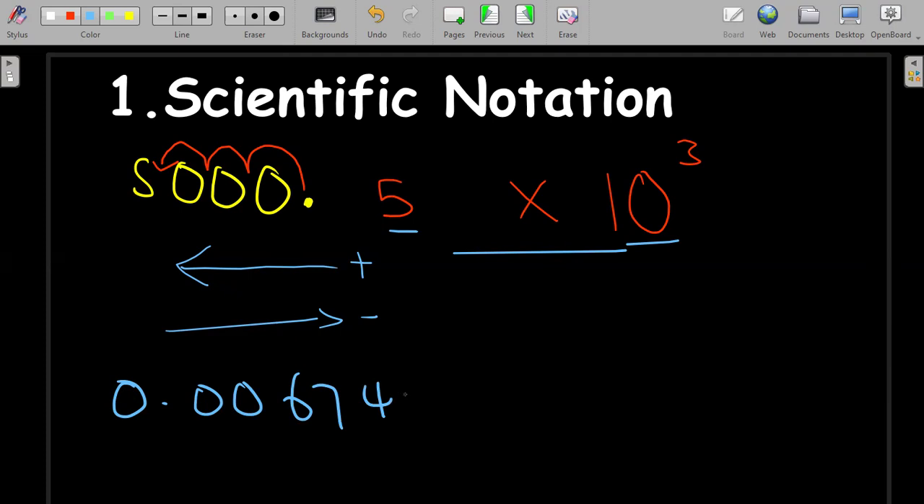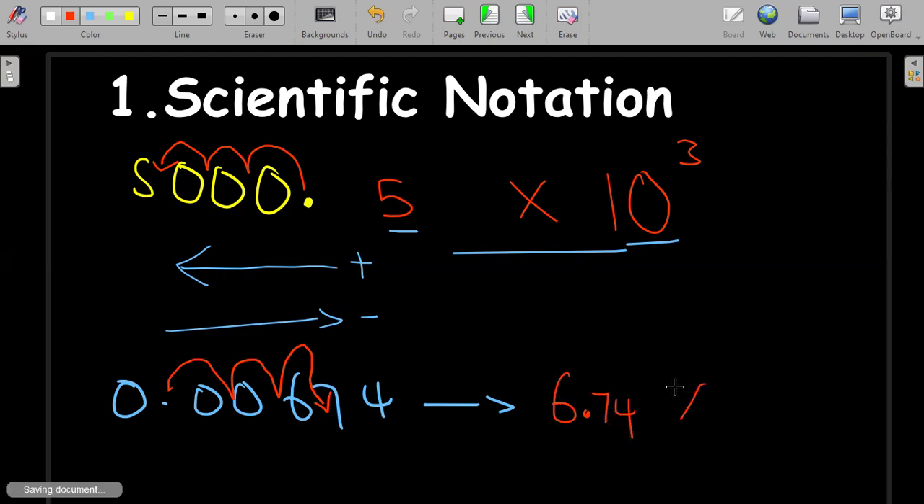0.00674. Let's convert this number to scientific notation. What we are going to do is move this decimal place until we have a number that is greater than 1 but less than 10. So I'm going to move this 1, 2, 3. When the point comes here, the number that I'm going to have will just be 6.74.